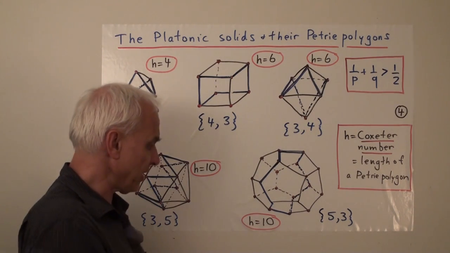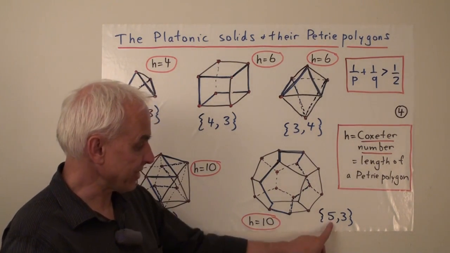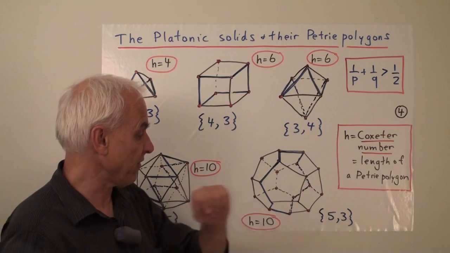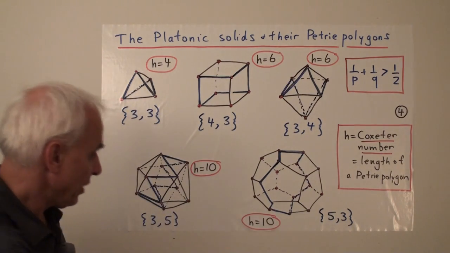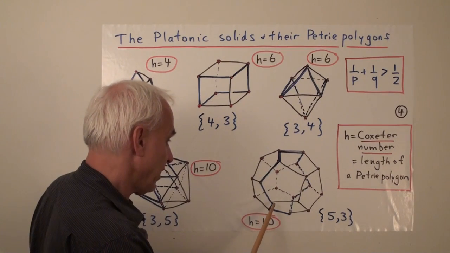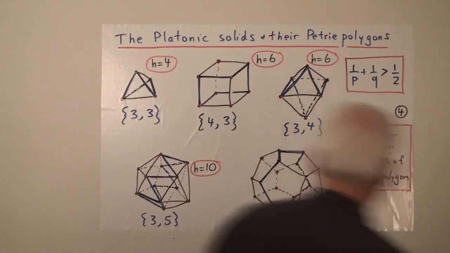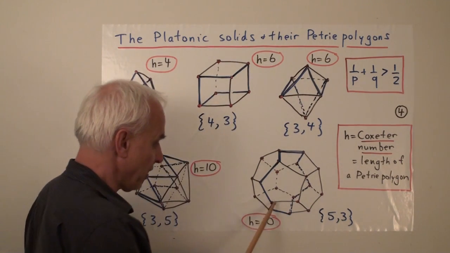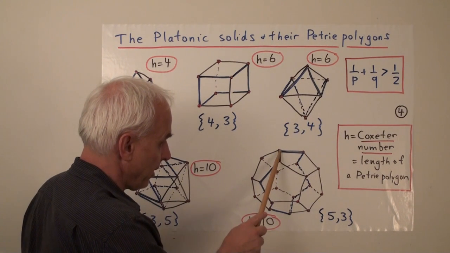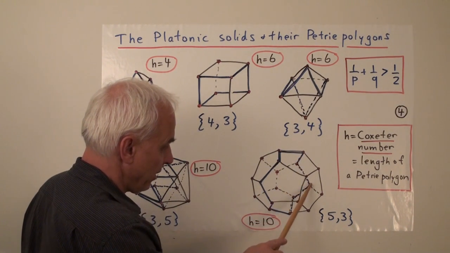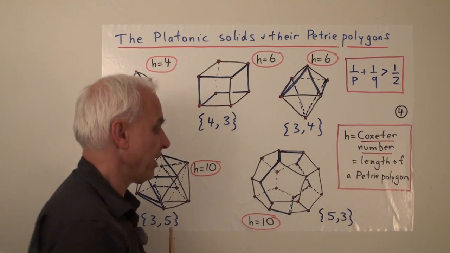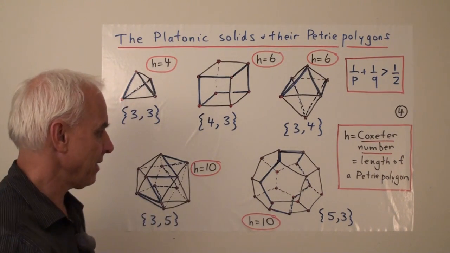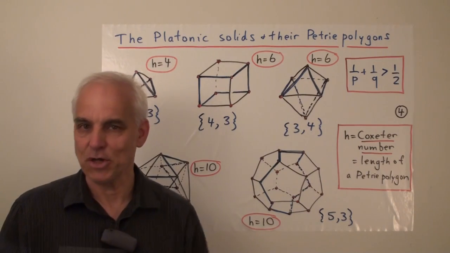And h is 10 is also the number for the dodecahedron, which has Schläfli symbol 5-3, because it consists of faces which are pentagons, and there are 3 of them meeting at a vertex. And here's what a Petri polygon looks like for that. I need a few more dots. There's another vertex, there's another vertex there. Okay, so let's say we start here, we go there, and then there, there, there, there, and then we're at the back. And then we come up to the front again for a value of h equals 10. So these are the various examples of Petri polygons for the Platonic solids.